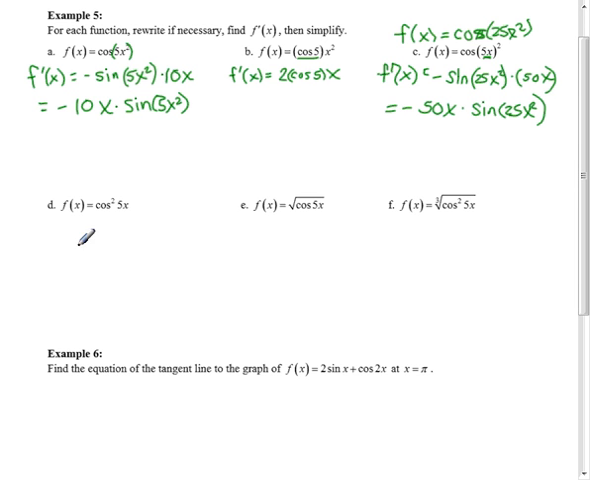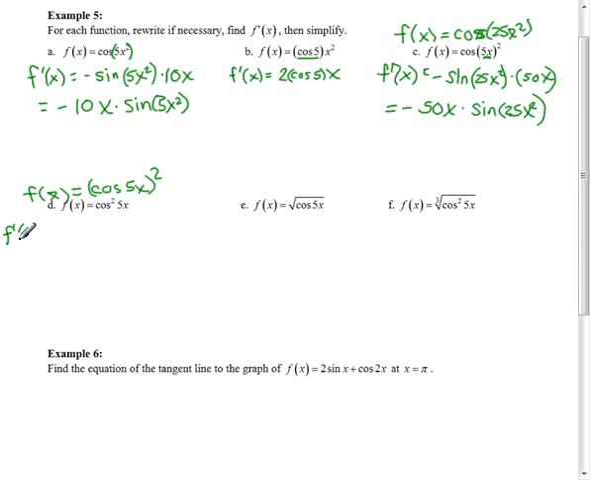Moving on. For this one, maybe it would help us again to rewrite it. Rewrite if necessary. Most of these are necessary. Instead of writing it using that condensed form, it might be a little bit better to write it this way. Now it's clear to see that we can use the power rule and the chain rule here.